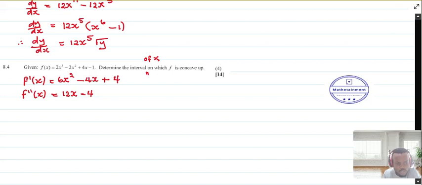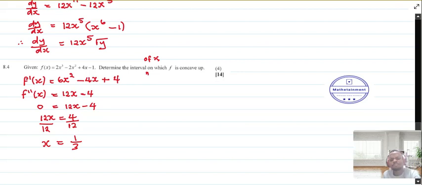So we know that a gradient at a point is equal to 0. So it becomes 0 is equal to 12x minus 4. Solving for x, you take minus 4 to the other side, so you have 12x being equal to 4, meaning you can divide both sides by 12. As the result, your value of x becomes 1 over 3.